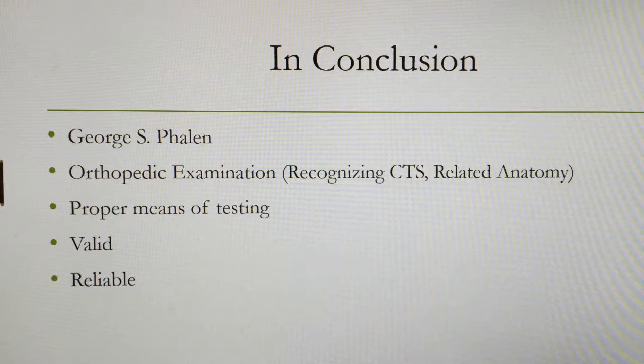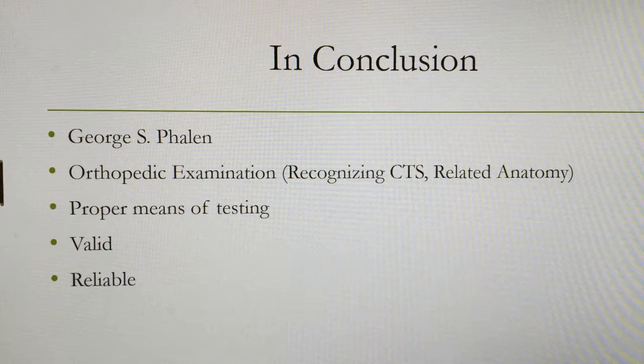In conclusion, you should now know who George S. Phalen is and what he contributed to the body of orthopedic science in diagnosing carpal tunnel syndrome. You should also be aware of orthopedic examination techniques, being able to recognize carpal tunnel syndrome, recognizing related anatomy, and how a patient might present.